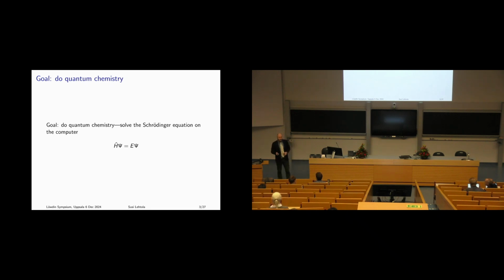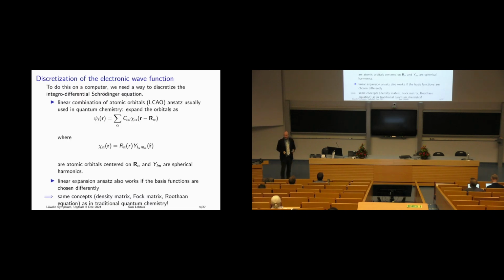So what we want to do is solve the Schrödinger equation on the computer, and this is my main interest. So how do we solve this? Okay, so we somehow need to put this on a computer, right? And now the key thing is that we need to discretize the equation. So you cannot put an infinity on a computer. So you have to have a finite number of degrees of freedom, and this is the question of discretization.